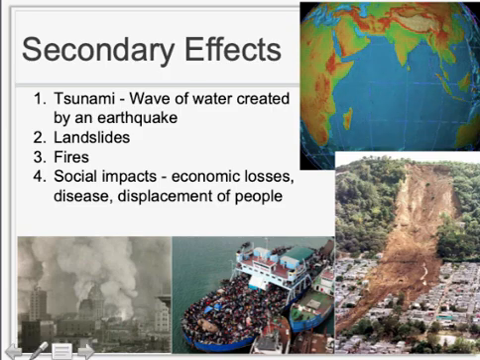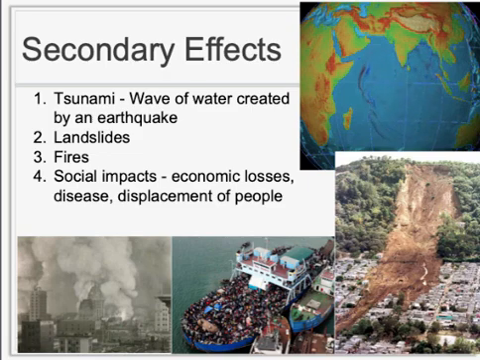Landslides after an earthquake can wipe out huge swaths of buildings. Fires after the San Francisco earthquake of 1906 destroyed much of the city. Gas lines leaked and fueled fires that all but destroyed the city. And then there are social impacts.